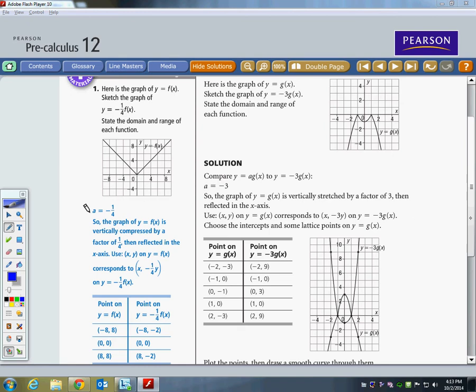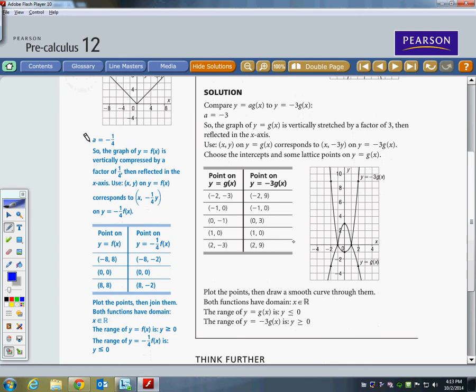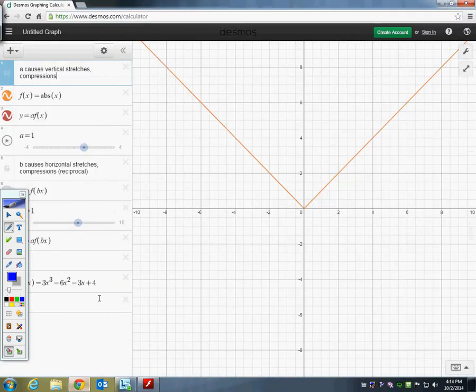They don't actually show a nice graph. They have a table of values where they show the x and the y of the original, and now the image. The x stays the same each time, but the y value gets multiplied by -1/4. So let's go over to Desmos, and I made one here.